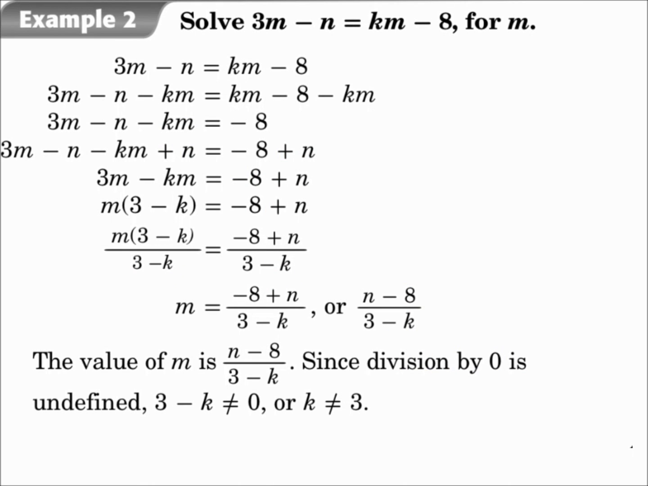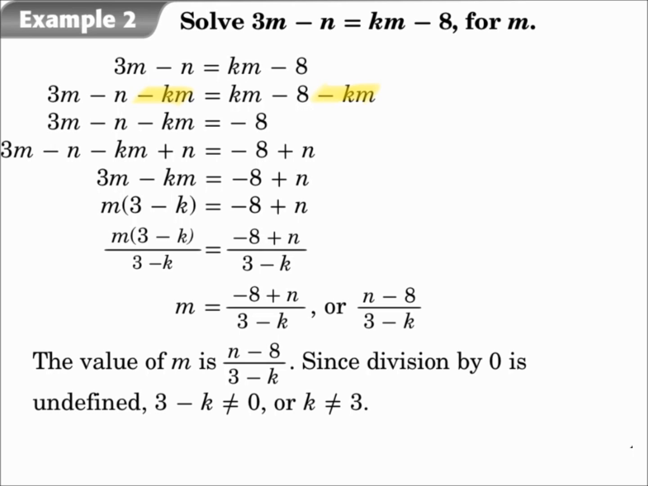Example 2. Solve 3m minus n equals km minus 8 for m. So I have m's on both sides, so I need to get them on the same side. Add or subtract to move one of them over. Since there's a positive km on the right, let's subtract it from both sides to move it to the left.